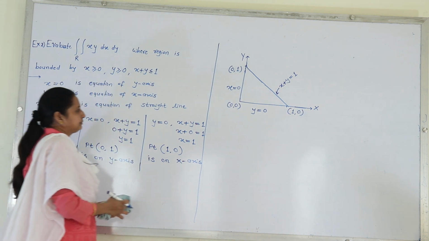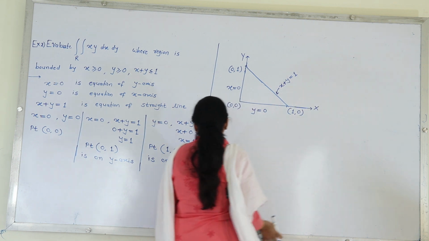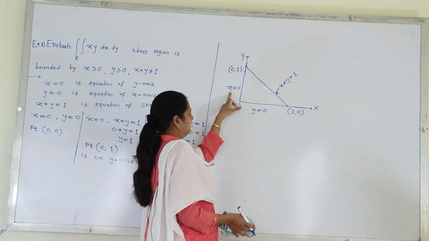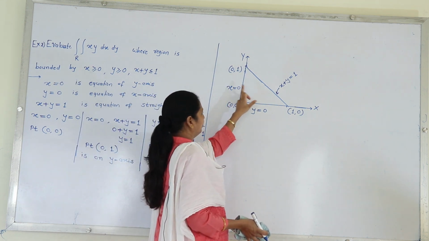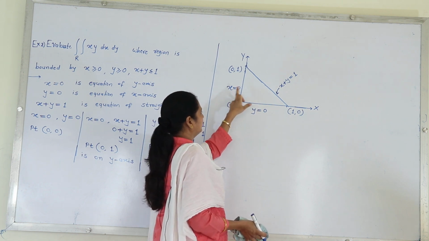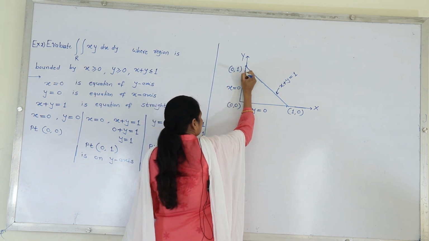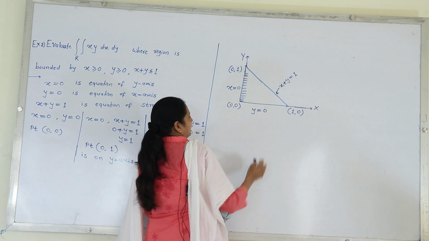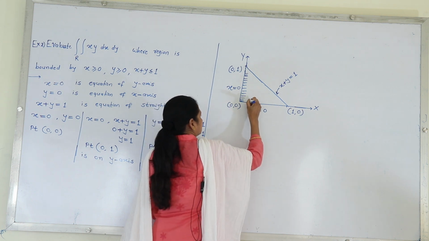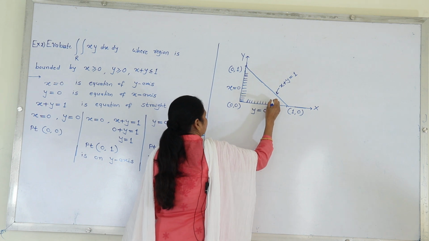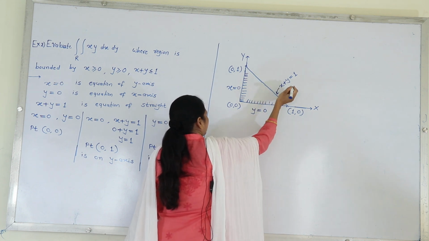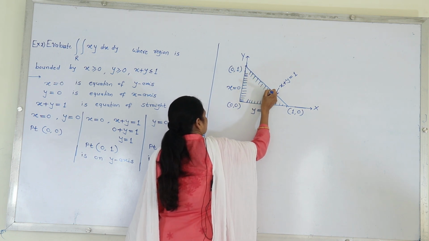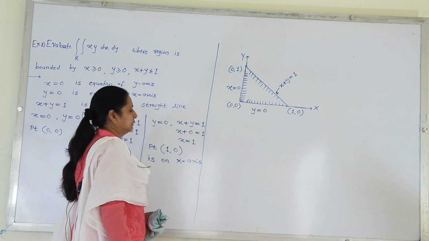Now the region is: x greater than or equal to 0 means take all the positive side of the x-axis. Greater than means the value of x should be greater, so all positive sides like this. Similarly, y greater than or equal to 0 means only positive sides, and x plus y less than or equal to 1. Less than means below this line. This is the region of double integration.